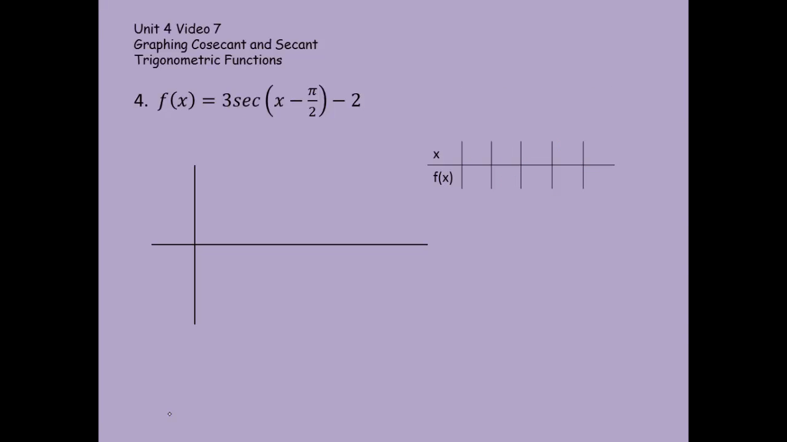Let's try one together. So here we've made some changes to the secant graph. So if you need to take a second and go ahead and pause and write down the equation, you know to do that. I've got an amplitude change of 3. My period did not change on this function, but I did shift to the right, so I have a phase shift right pi over 2, and we did go down 2.